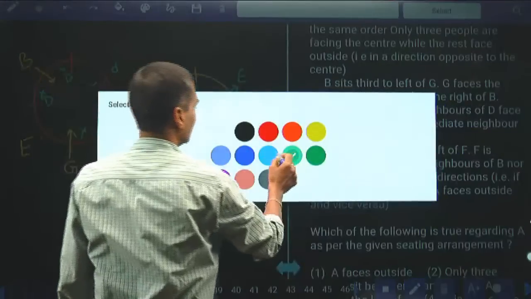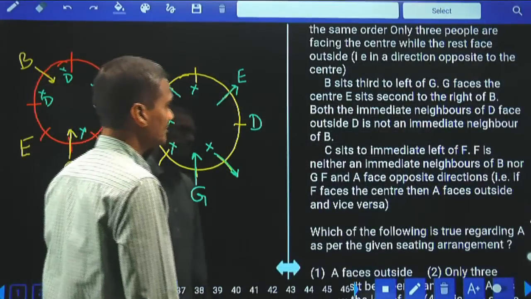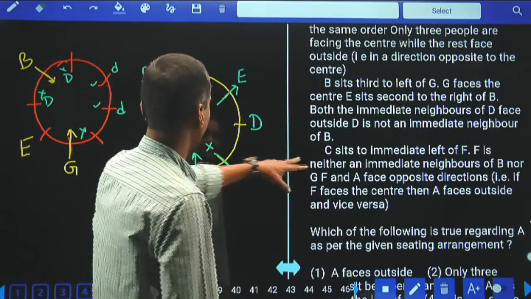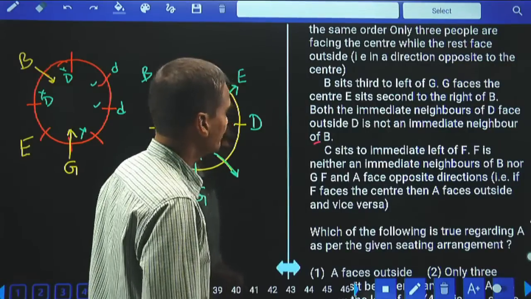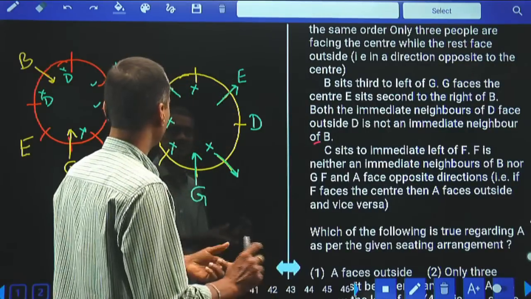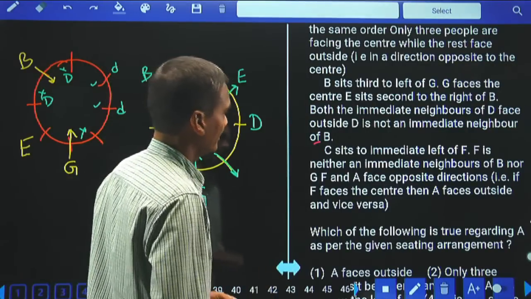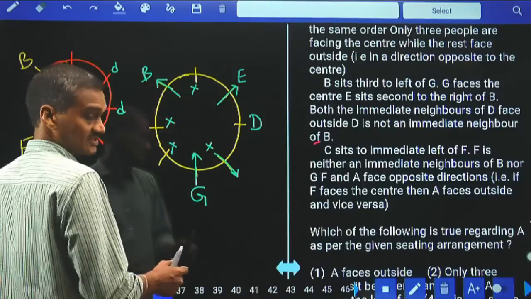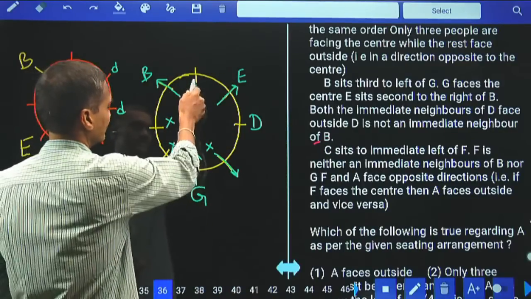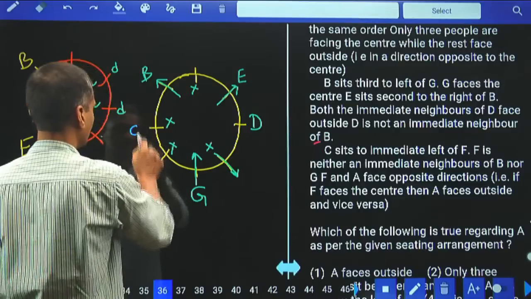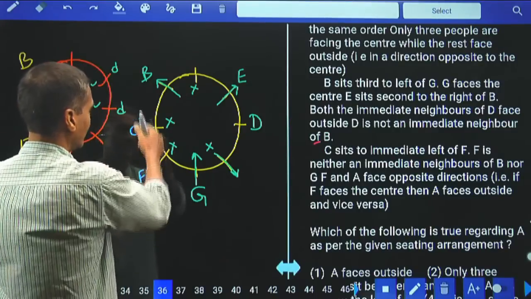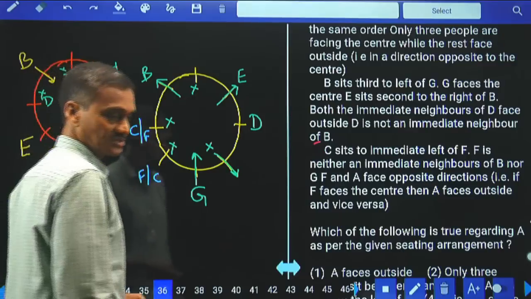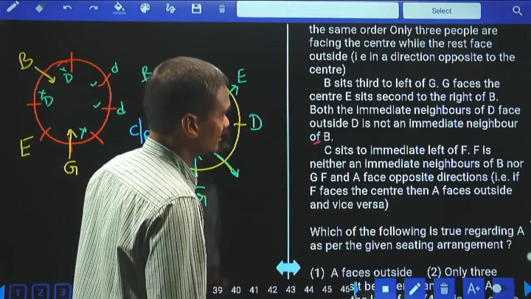Now in this one, if you observe, D is not an immediate neighbor of B, I have taken this one. And next, C sits to the immediate left of F. C and F are adjacent to each other. And as C sits adjacent to F, C and F cannot be here, cannot be here. If C is here, F will be here. Or if C is here, F will be here. And one between C and F must be in these 2 places. Isn't it? C sits to the immediate left of F.